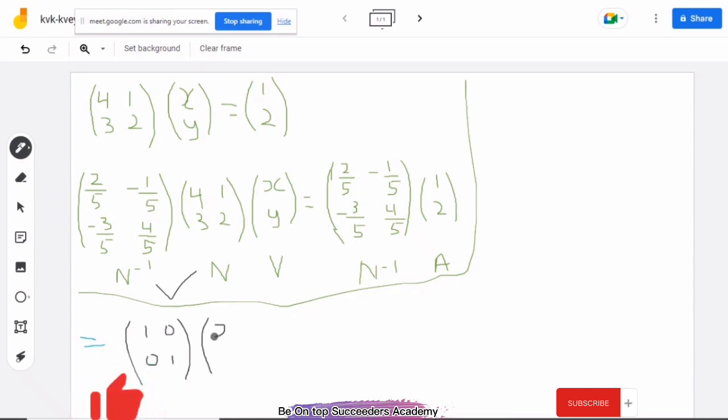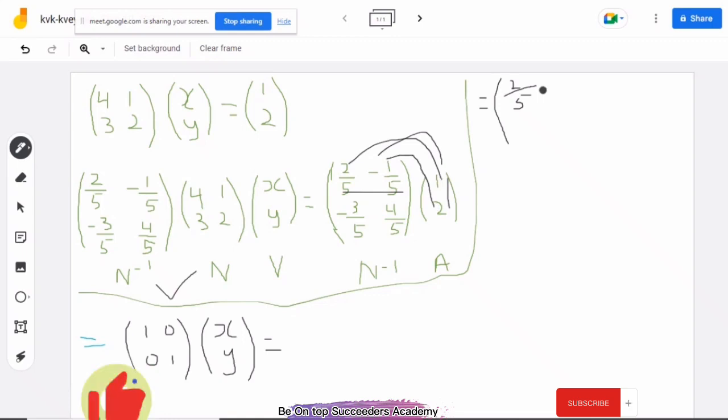You saw the process. And then we write back the variable matrix xy. And the only thing you really should be multiplying is the inverse matrix by matrix B, which I'm about to do right now. So that's going to be 2/5, -1/5. Of course, row by column, right? So 2/5 by 1 plus -1/5 by 2.